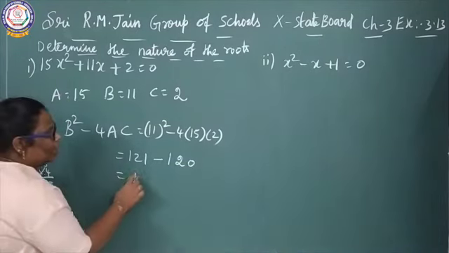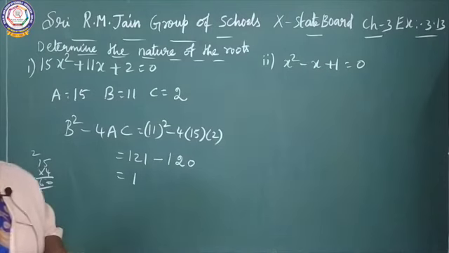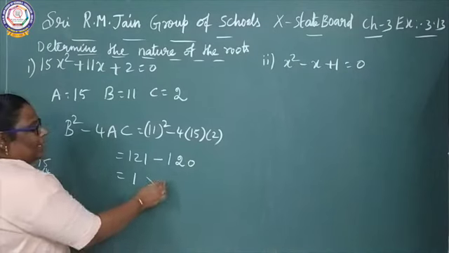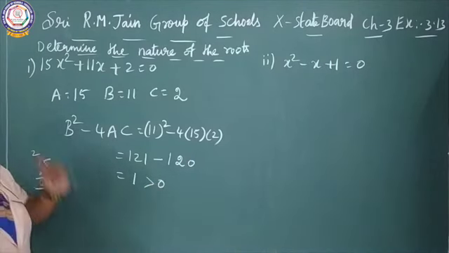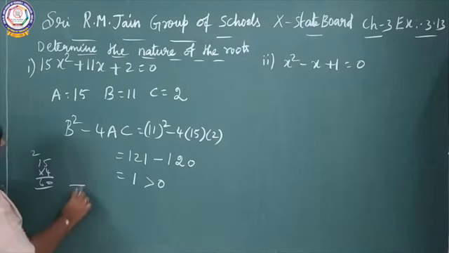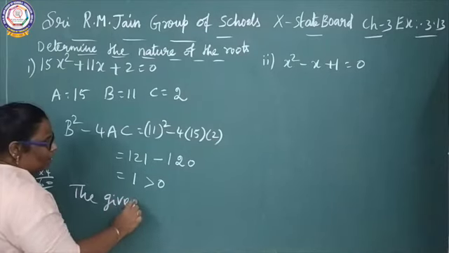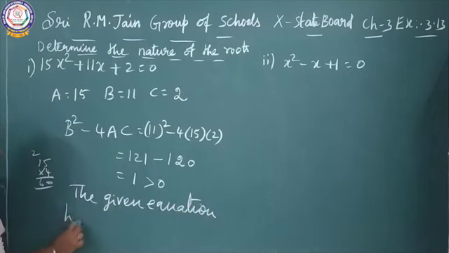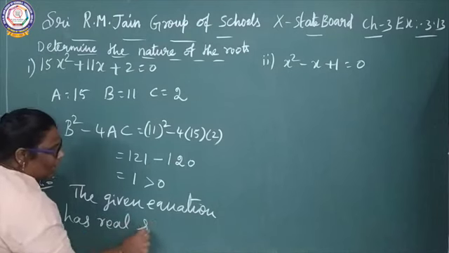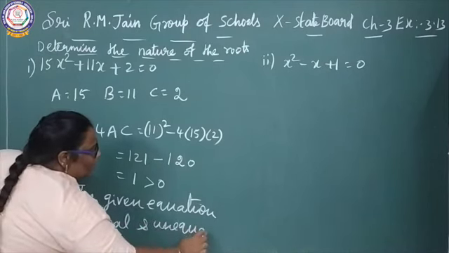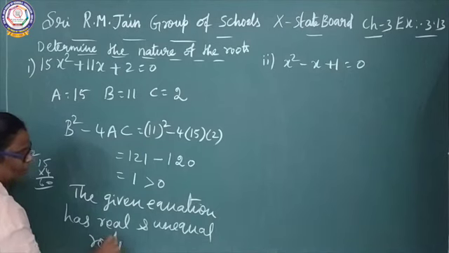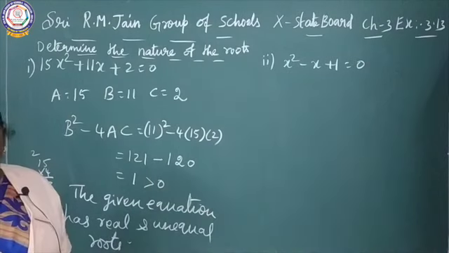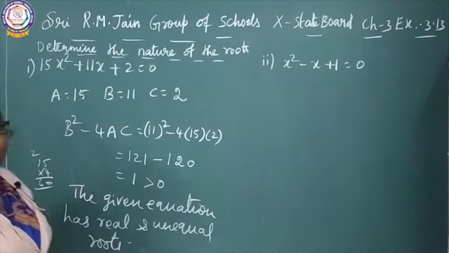So, what is the value you are getting? 1. If it is a positive value, it is greater than 0. If negative, it is less than 0. It is greater than 0. So, the given equation has real and unequal roots.